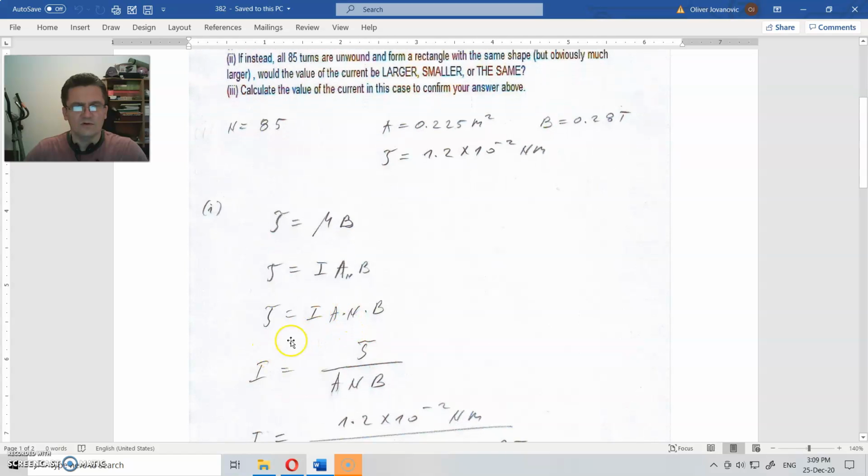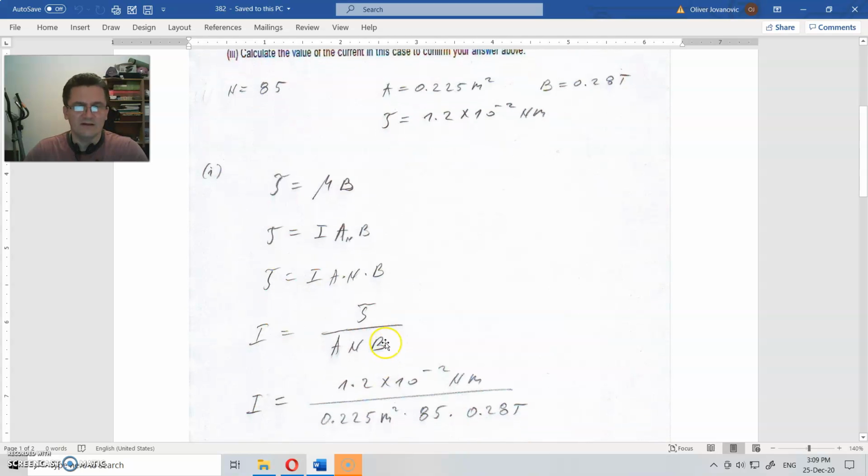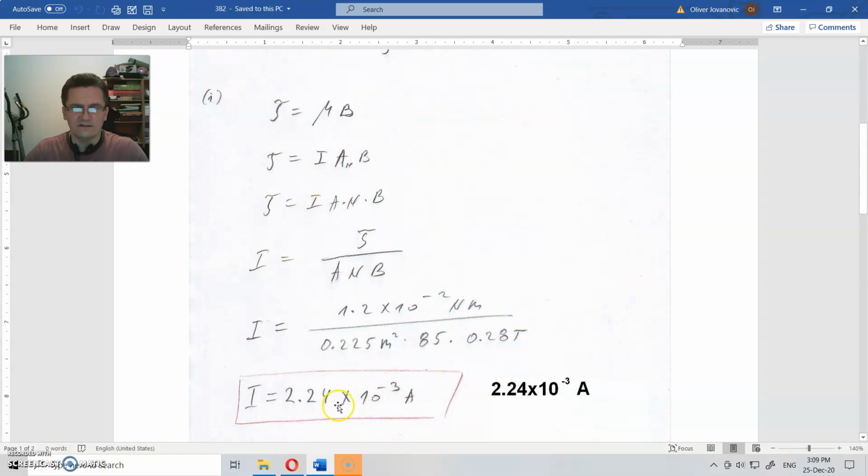Okay, so current from this equation is equal to this torque divided by all of this here. This is the area of one current loop, this is the number of the loops, and this is the external magnetic field, that is actually magnetic induction. So we have everything: torque, area, number of the loops, and magnetic field, and we get 2.34 times 10 to the minus 3 amperes. That is the current within that current loop.